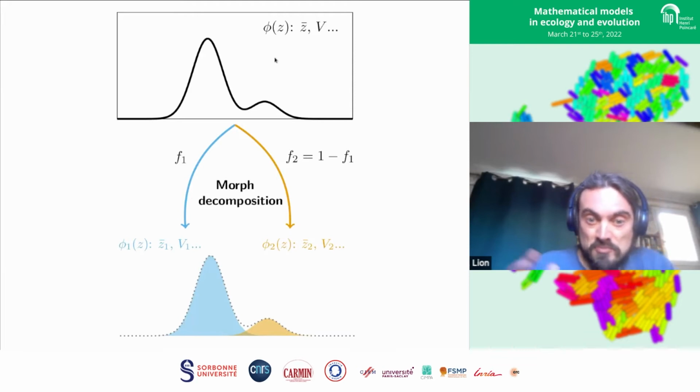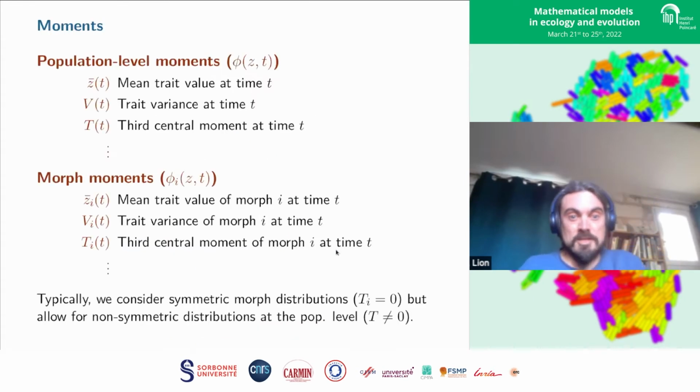If we want to show it graphically, when you have two morphs, we just decompose this distribution into two morph distributions, in blue and yellow, and these distributions have moments that we're going to be interested in. If we look at the population-level moments of the trait distribution phi, Z bar will be the mean trait value at time t, V will be the trait variance at time t, and T would be the third central moment at time t, and we can do the same for the morph distributions phi_i.